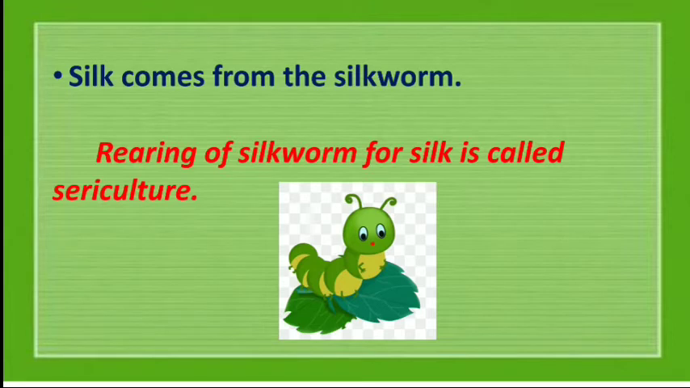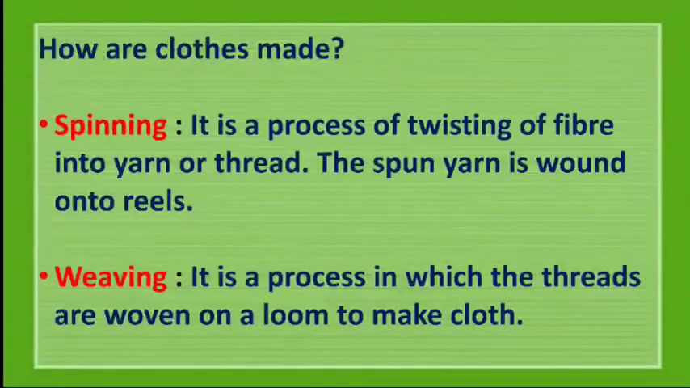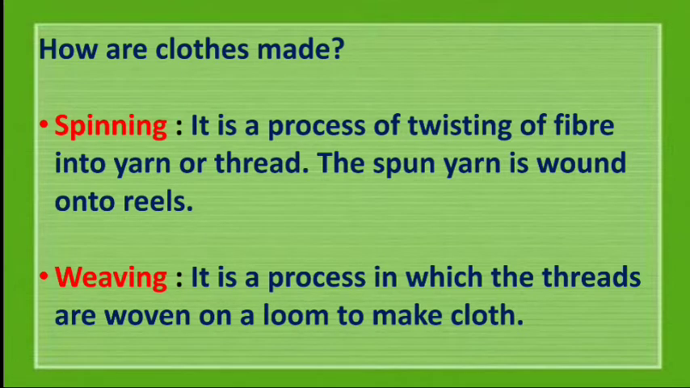After getting different types of fibers, there are many steps to turn these fibers into cloth or clothes. Let us look at them. The first step is spinning. Spinning is a process of twisting of fiber into yarn or thread. The spun yarn is wound into reels. You might have seen the reels of threads.